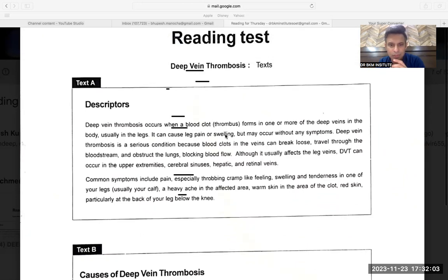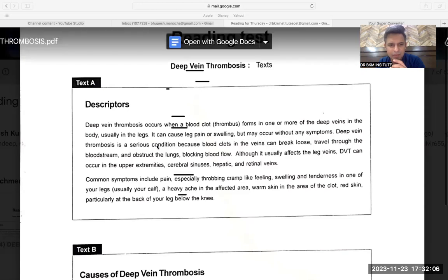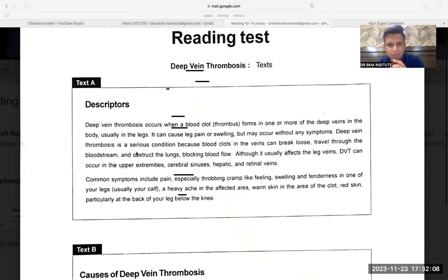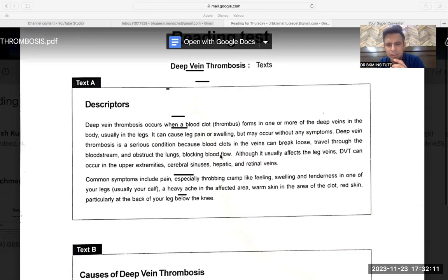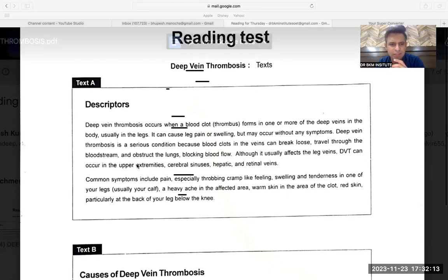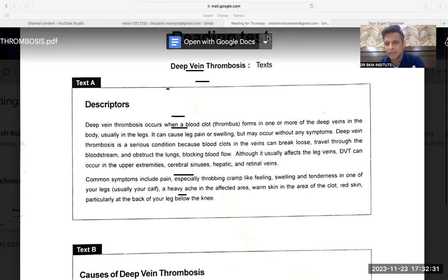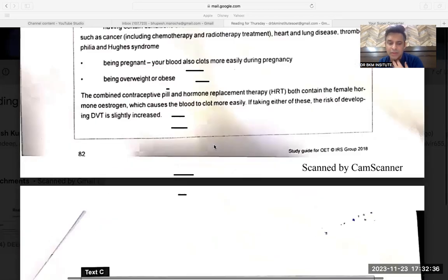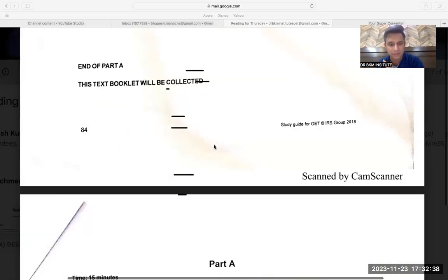So blood clots, thrombus, it can cause leg pain and turn into a serious condition, can break loose, travel through the bloodstream, blocking the blood flow. Although DVT in upper extremities can cause sinuses, hepatic, and so this is tough again. I cannot find the complication because this is also a complication, and blocking the blood flow is also a complication. Obstructing the lung is also a complication. So blood clot is the only common word I can find, because ultimately it is the blood clot that is leading to all complications.